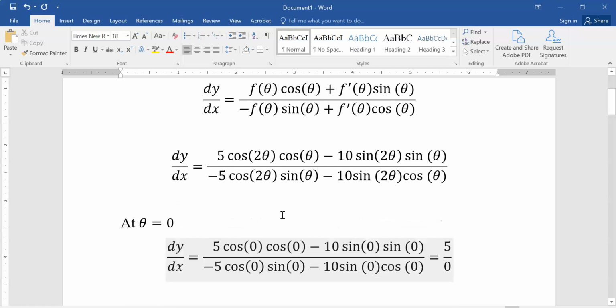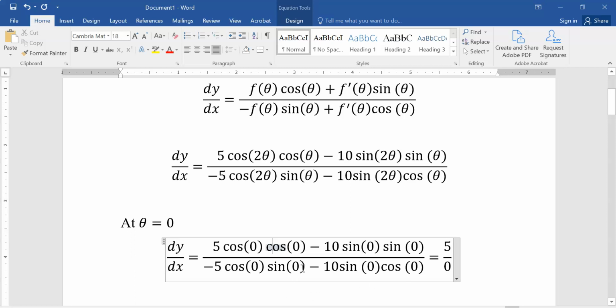Now, when you plug in 0 into this derivative, anytime you do cosine of 2 times 0, you just get cosine of 0. So we get 5 cosine 0 minus 10 sine 0 sine 0. Minus 5 cosine 0 sine 0 minus 10 sine 0 cosine 0. Remember, every time you plug in sine 0, you get a 0. So this part of the numerator goes away. Every time you plug in 0 into cosine, you get a 1. So you just get 5 times 1 times 1. So you get 5 in the numerator.